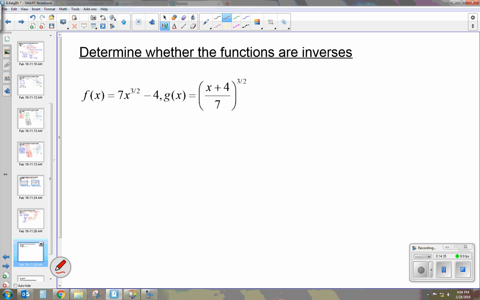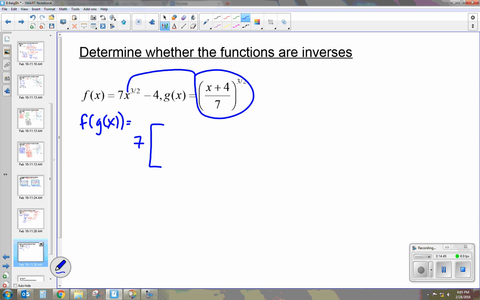I have one more example for you. Same thing, determine whether these are inverses. So our first one, we're going to do the f of g of x. So we're going to take this and plug it right into there. So we're going to have 7 times x plus 4 over 7 to the 3 halves, to the 3 halves, minus 4. So that's on our entire thing.